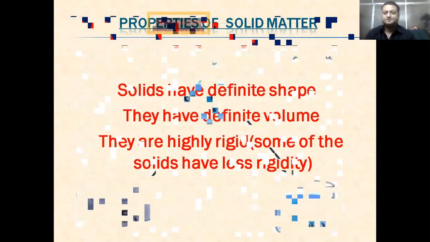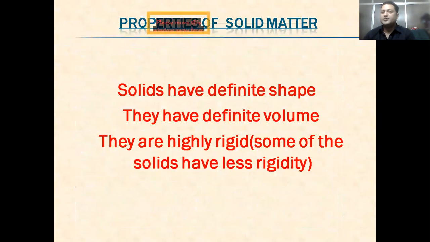So students, properties of solid matter. Okay, solid matter has definite shape, it has definite volume, and it is highly rigid. Some solids have less rigidity. I already told which substance has high rigidity and which substance has less rigidity. You must remember that solid matter has definite shape, volume, and weight.